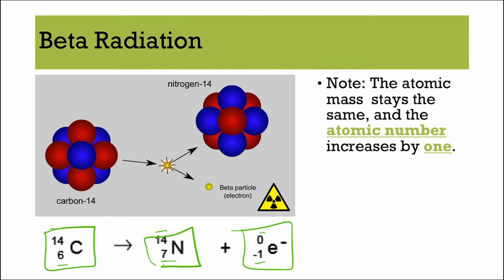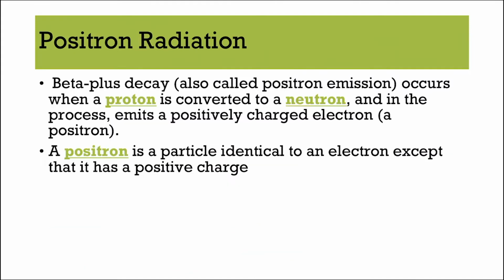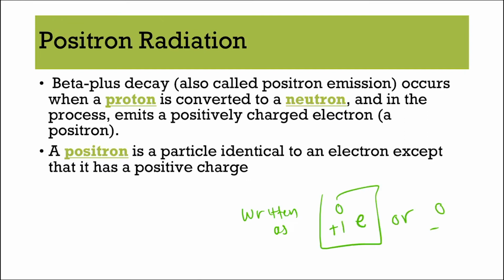All right, now we're going to talk about another form, positron radiation, beta plus decay, also called positron emission. This occurs when a proton is converted to a neutron, and in this process emits a positively charged electron, also known as a positron. A positron is a particle identical to an electron, except that it has a positive charge. This sounds super confusing, and we're going to break it down for you now. You might have seen the word positron in previous questions, but all a positron essentially is, is a positive electron.